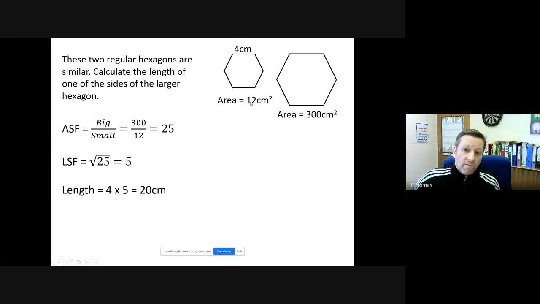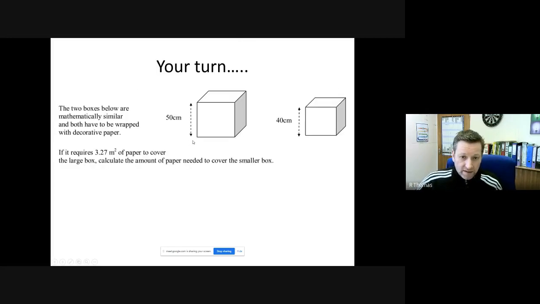So if they give you the two areas, you divide them and then square root that to get the linear scale factor, right? So here's one for you to quickly try.